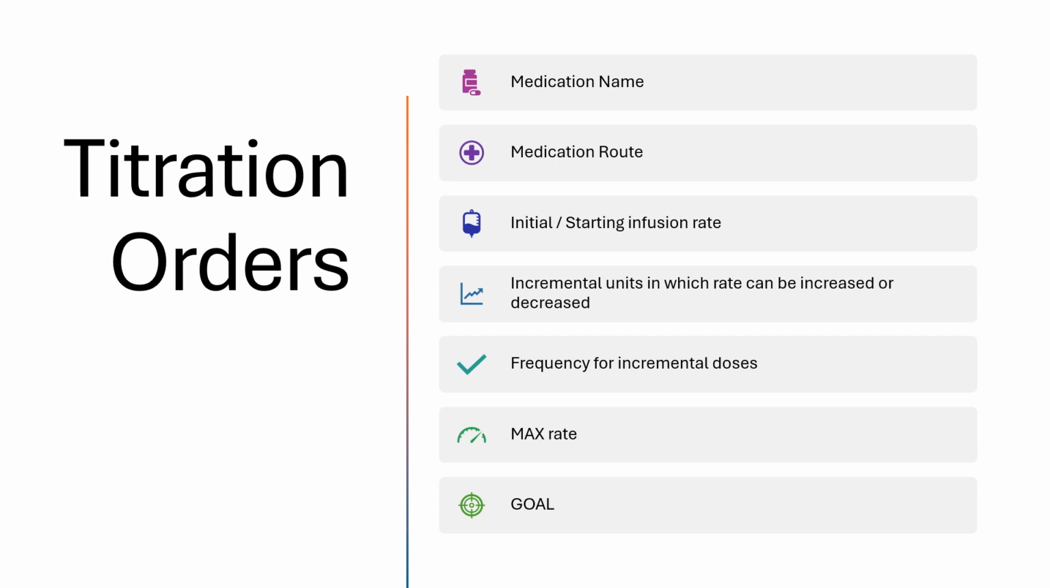All of our titration orders must include our medication name, the correct medication route, our initial starting infusion rate, the incremental units in which we're going to increase and decrease, whether it be milligrams or mics per kilo, the frequency of how often we're increasing or decreasing, and the max rate at which we're going to stop and get our desired effect. So I need to have that target goal. Some medications are going to have a bolus required or not required, or indications and directions on how we should wean the patient off of it or taper them off.